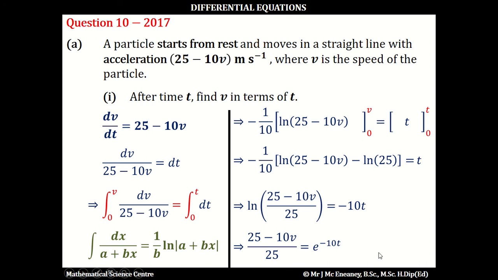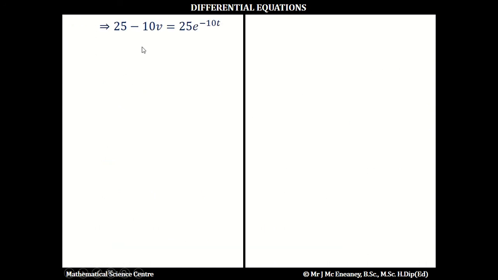Next, we bring the 25 across and multiply, and you get 25 minus 10v is just 25 e to the minus 10t. If you bring the 25 over, it becomes a minus 25, but if we change the signs everywhere, you get 10v equals 25 minus 25 e to the minus 10t. Now if you factorize out the 25, you're left with 1 minus e to the minus 10t. Then we can divide the 25 by the 10, and v just equals 2.5 times (1 minus e to the minus 10t).